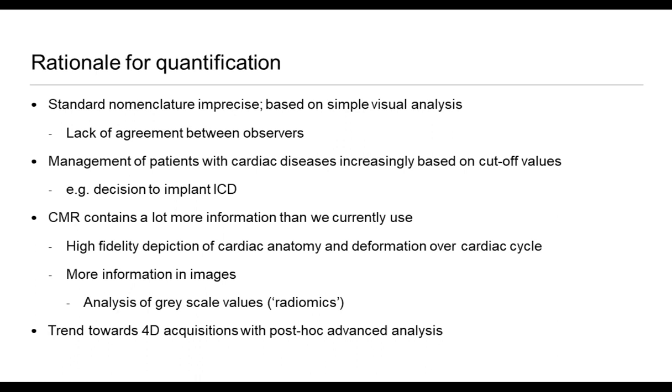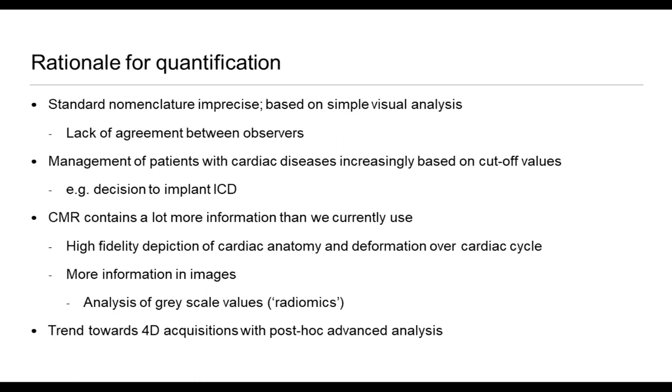Another reason for precise quantification is that CMR contains a lot more information than we currently use. We have a very good tool, a cardiac MR scanner, that allows for high fidelity depiction of cardiac anatomy and deformation over the cardiac cycle. But as mentioned before, we don't really leverage this information because we have very coarse and imprecise language to describe these findings. And making precise measurements will refine the assessment of this.